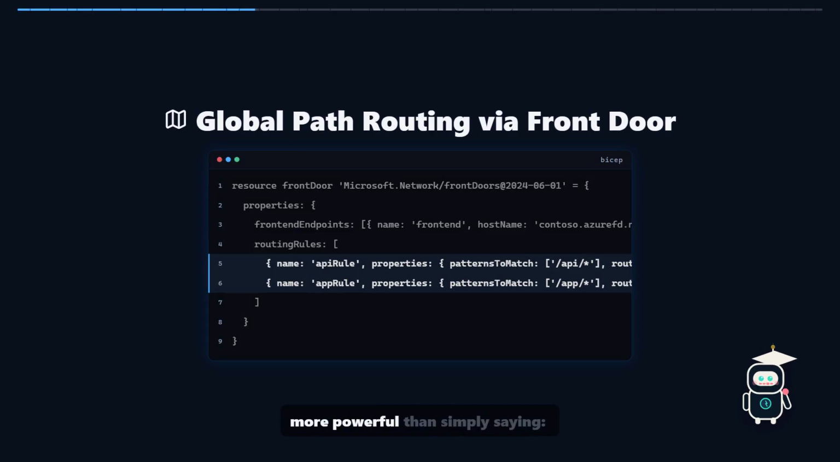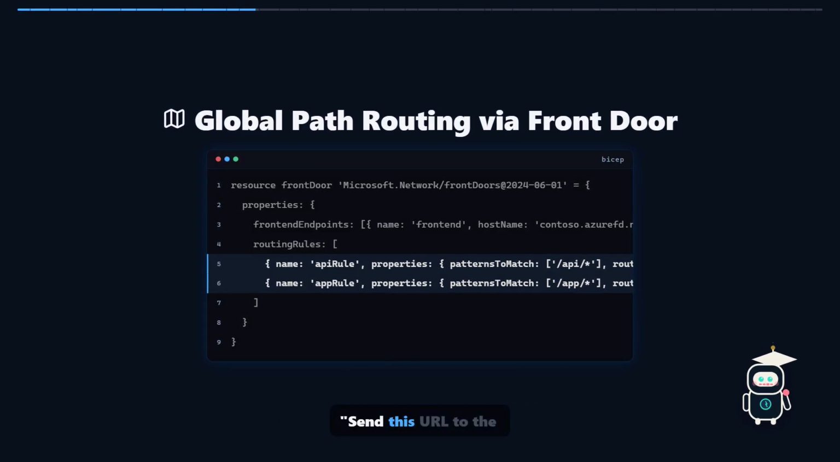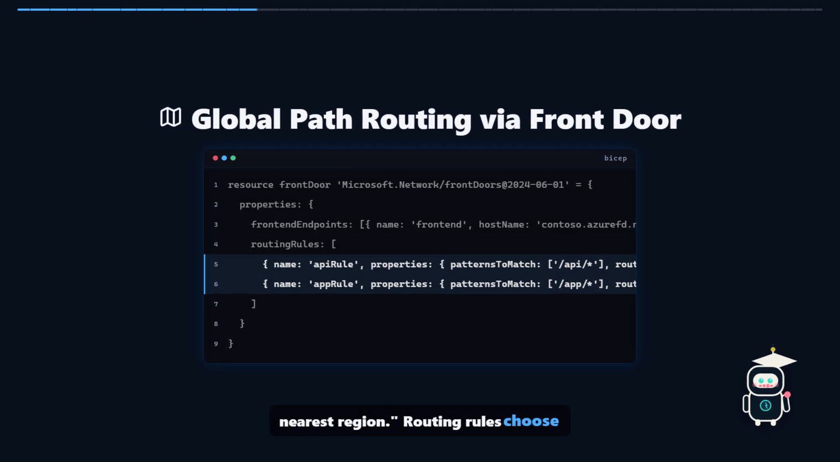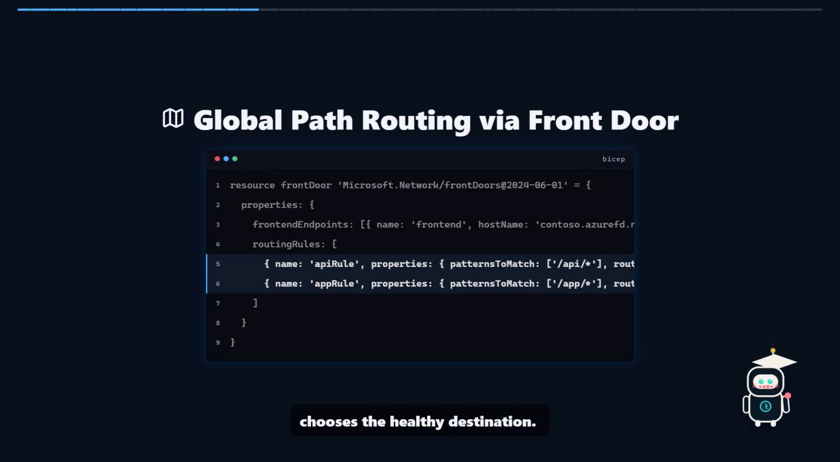That's more powerful than simply saying, send this URL to the nearest region. Routing rules choose the application path. Origin selection logic chooses the healthy destination.